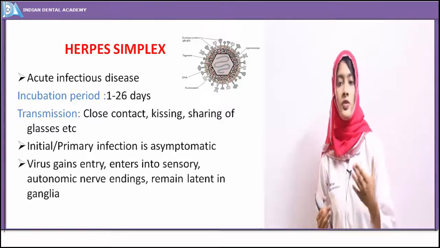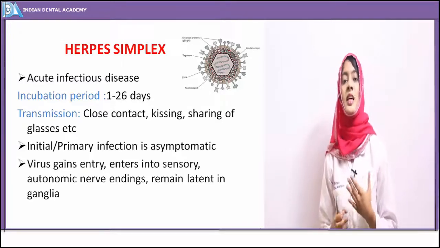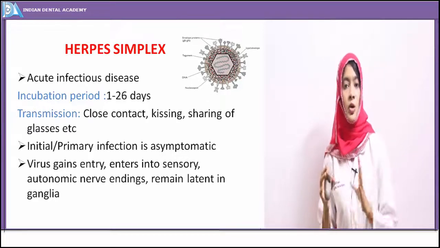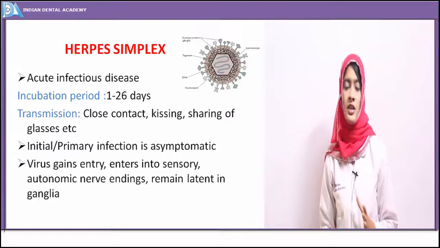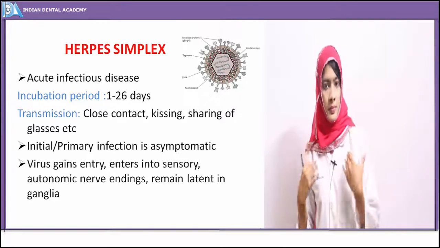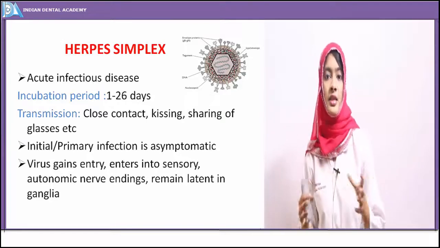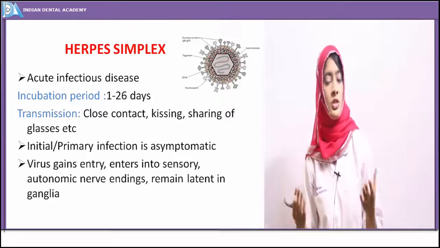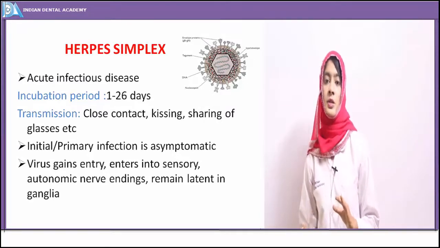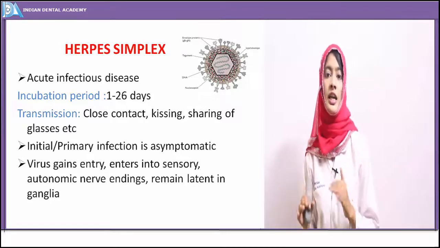There are two kinds of infections. When the individual suffers the initial attack by the virus, that is the primary infection by the herpes simplex virus. The primary infection in almost all individuals is asymptomatic, that is, the individual doesn't know that he is infected by the virus. The person has come in contact with the affected individual, and by droplet or saliva transmission he has got the virus, but the infection is subclinical, non-symptomatic. This primary infection is mostly seen in children or younger individuals.